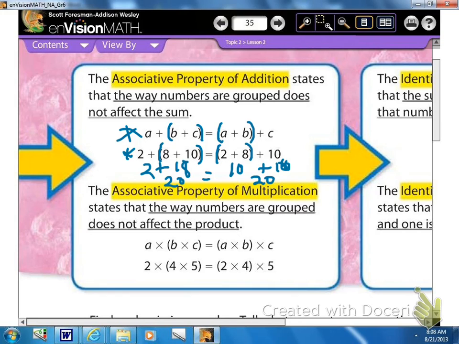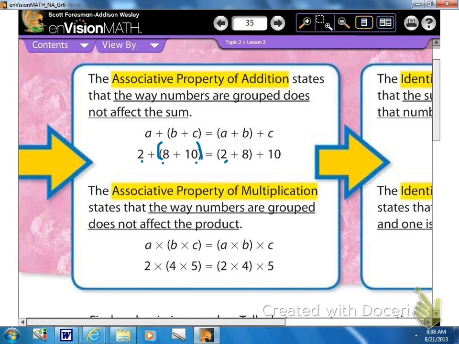So yes, that works. So notice here in the associative property, the two numbers being grouped are different. The order is the same. I have 2, 8, 10 on this side of the equal sign. On the right I have 2, 8, 10. But the numbers in the parentheses, or the numbers being associated or grouped, are different. But yet I still get the same sum.